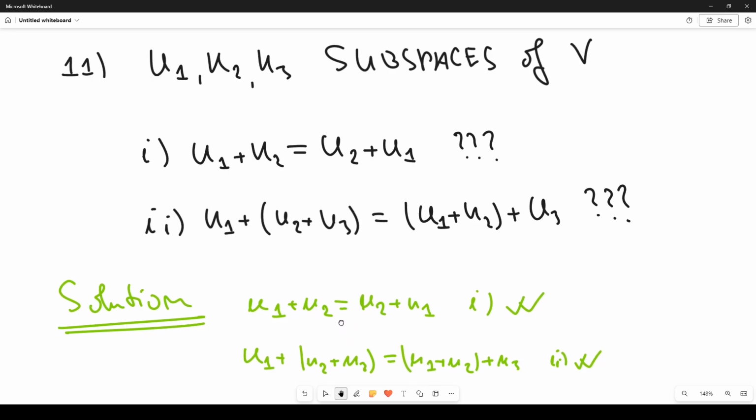And the same goes for associativity. When we're evaluating this sum over here, we're looking at elements like this. And again, since we're in V, our vector space, addition is associative. So this is just equal to this. And from that, it follows that this sum over here is the same as the sum over here. So summing up subspaces is commutative and it is associative.